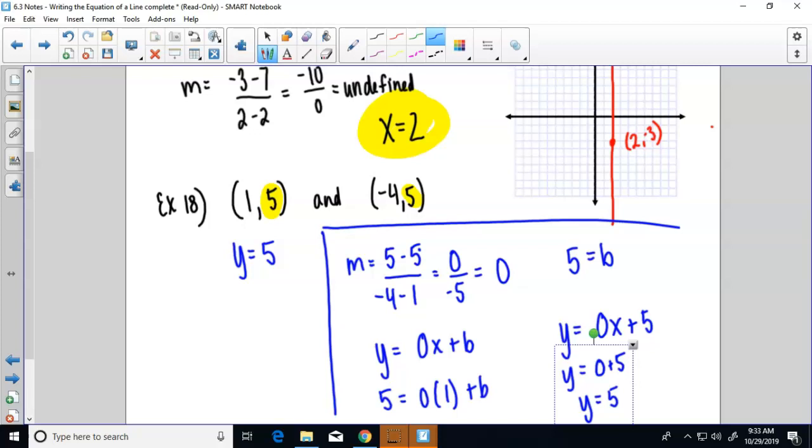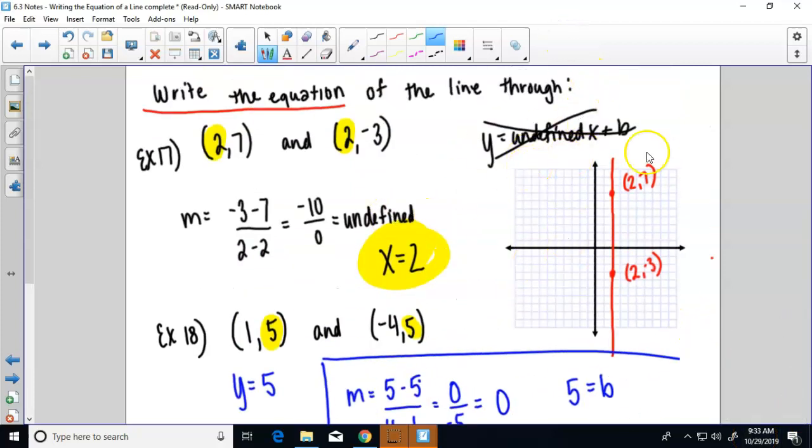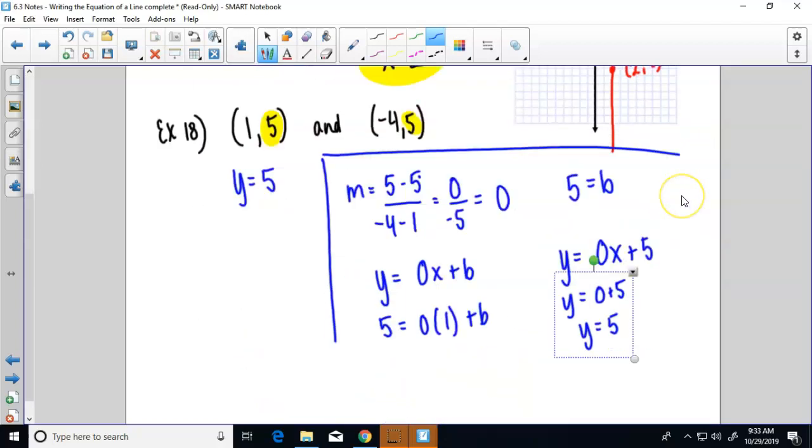Now, you don't have to do any of that work at all. You can just say, oh, they're both 5, y equals 5. But it will work if you do it this way. It won't for vertical lines, because vertical lines are not going to be y equals anything. Okay, questions?